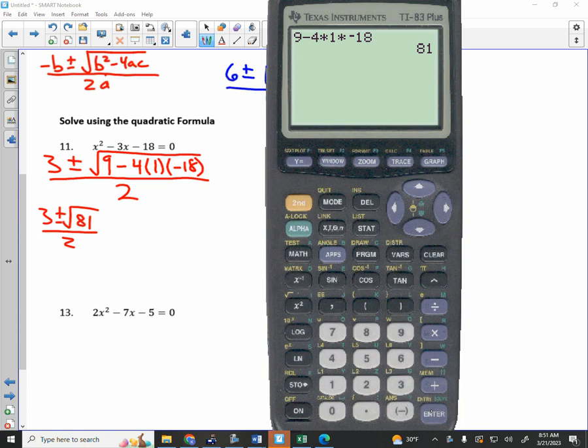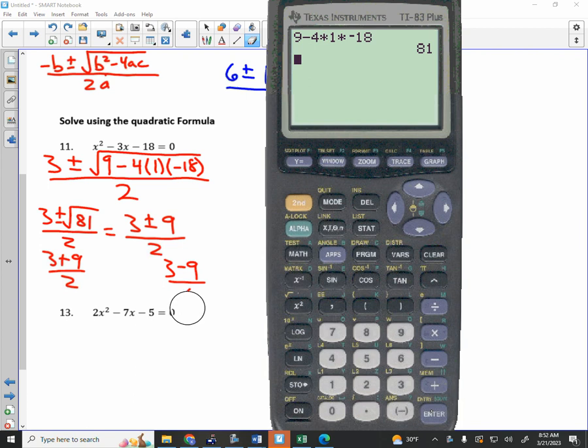Is 81 a perfect square? Yeah, so take the square root of 81. What is the square root of 81? 9. So because there was a positive value underneath the square root sign, I know there's how many solutions? There's 2. We're going to find them. One of them is 3 plus 9 divided by 2. The other one is 3 minus 9 divided by 2.